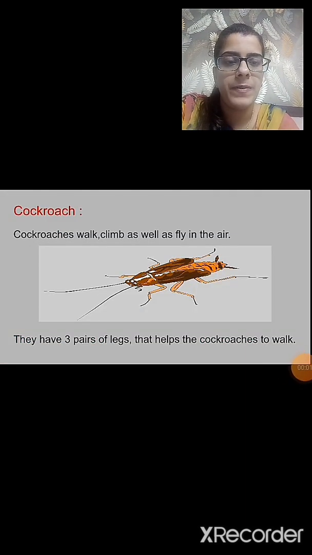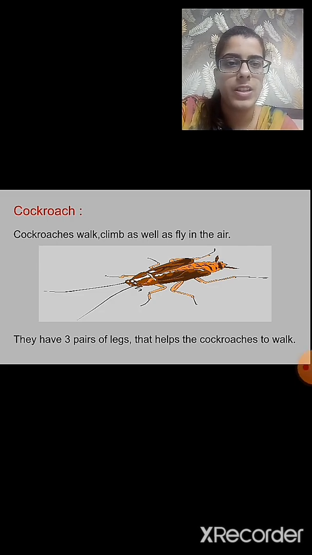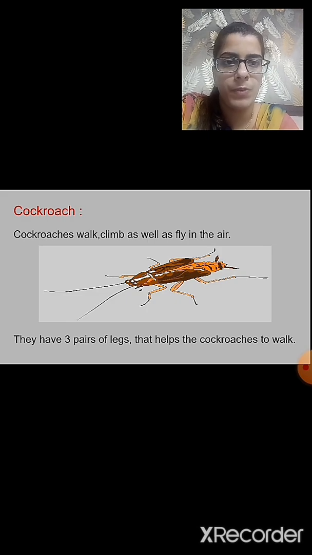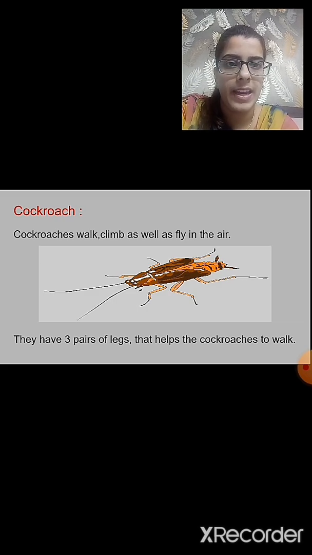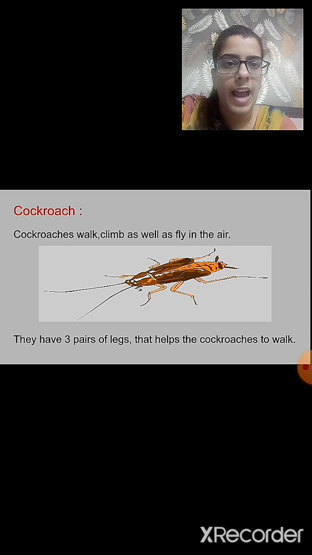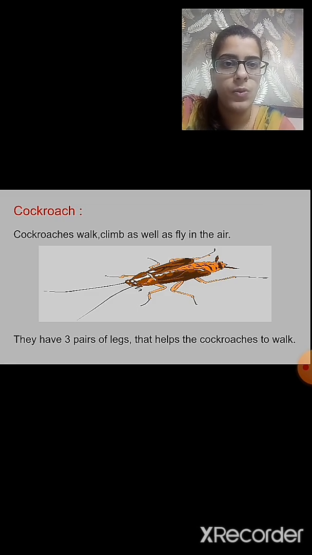Now next we will study about the cockroach. How does the cockroach move? Cockroaches walk, climb as well as fly in the air. You might have noticed that cockroaches are able to walk, climb, and fly in the air. They have three pairs of legs that help the cockroaches to walk.